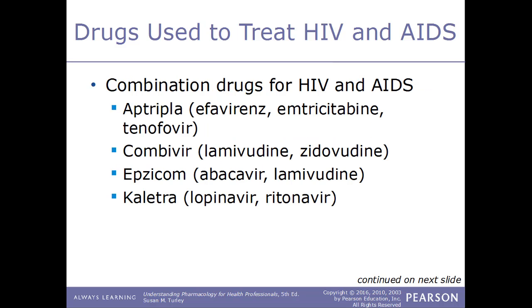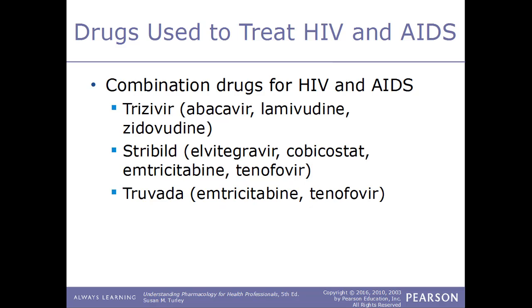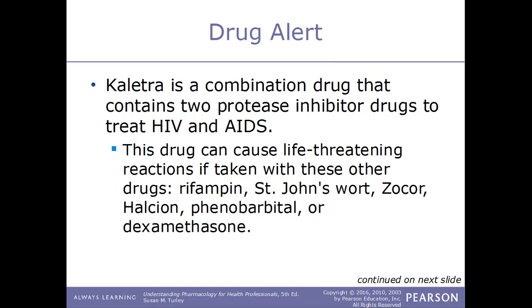You can also have multiple combination drugs that are used to treat HIV and AIDS, such as Atripla, which is a combination of efavirenz, emtricitabine, and tenofovir; Combivir, which is a combination of lamivudine and zidovudine; Epzicom, which is a combination of abacavir and lamivudine; Kaletra, which is a combination of lopinavir and ritonavir; Trizivir, which is a combination of abacavir, lamivudine, and zidovudine; Stribild, which is a combination of elvitegravir, cobicistat, emtricitabine, and tenofovir; and Truvada, which is a combination of emtricitabine and tenofovir.